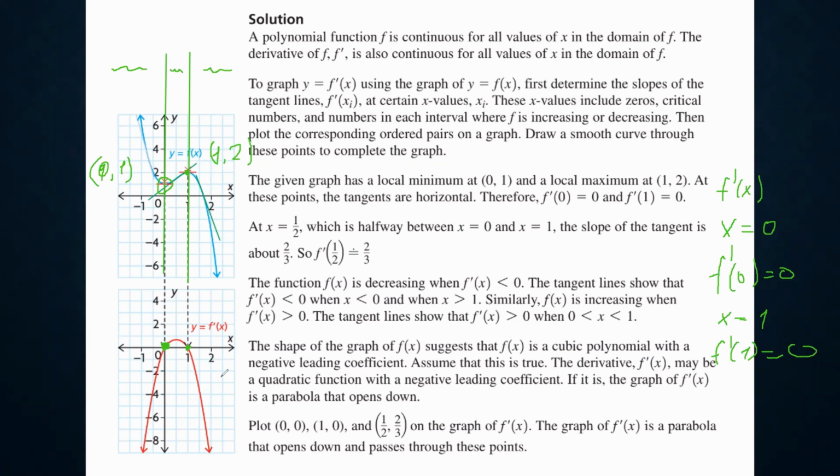Imagine we don't have this red line yet. Imagine we found these 2 points and we went ahead and plotted them, right? We marked them on our graphing paper. So at point x equals 1/2, somewhere here, right? Confirm? Which is halfway between x equals 0 and x equals 1. The slope of the tangent is about 2/3. So the derivative would be 2/3.